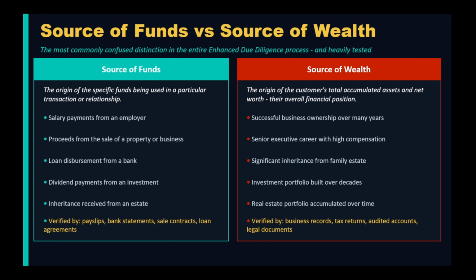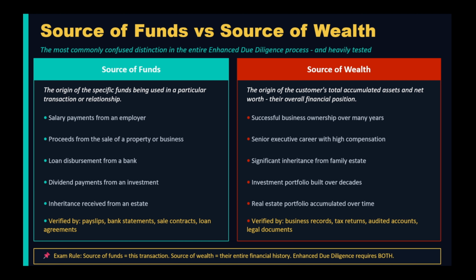Conversely, a customer could have a plausible career history explaining their source of wealth, but the specific funds entering the account today cannot be traced to any legitimate activity. Source of funds, you can remember that it will be for the particular transaction. Source of wealth equals their entire financial history. EDD requires both, and verification of both, not just the disclosure.